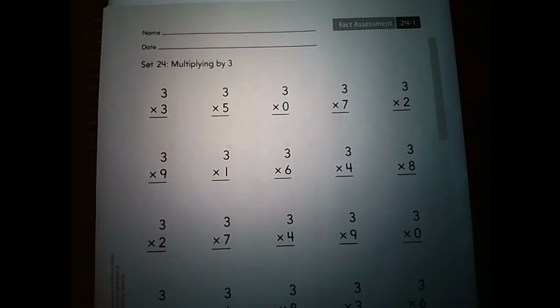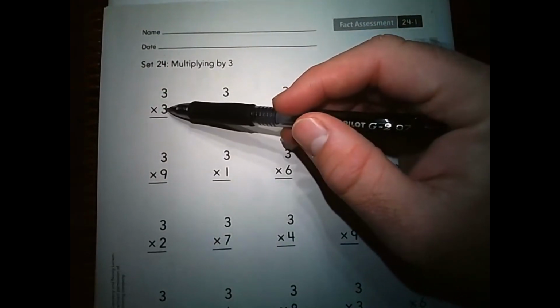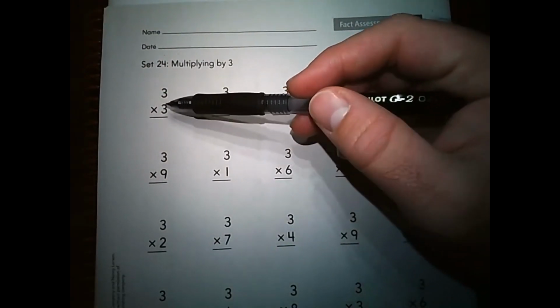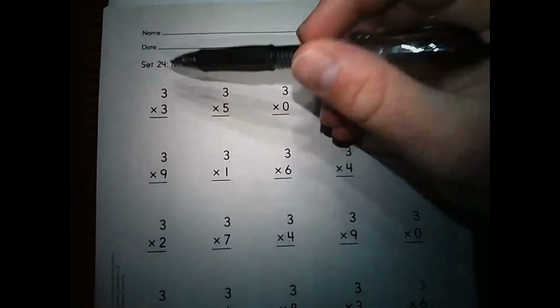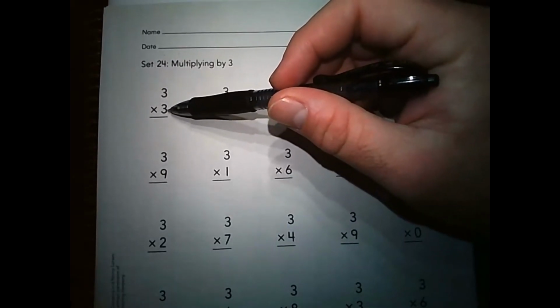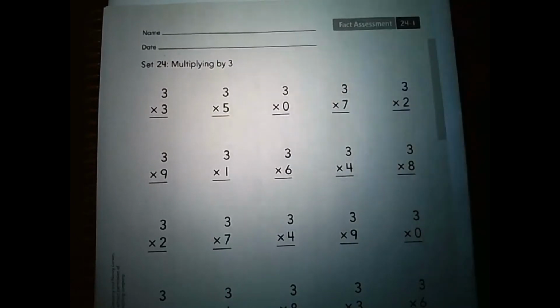What I will encourage you to do for our first fact assessment here is remember that when you are multiplying, you are grouping. So, for example, 3 times 3 is telling you that you have 3 groups of 3. Now, I'm not going to work it out. I'm not going to give you the answer, but that is what it is telling you. You have 3 groups of 3. Just like this one is telling you have 3 groups of 5, okay?